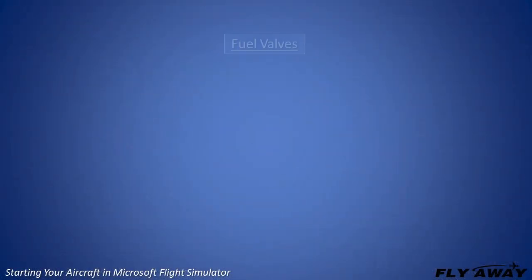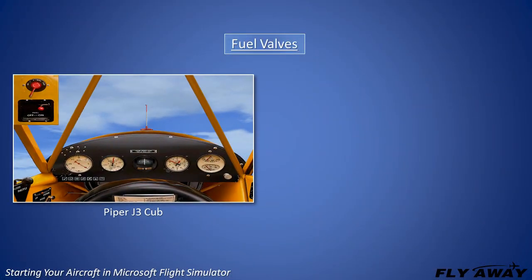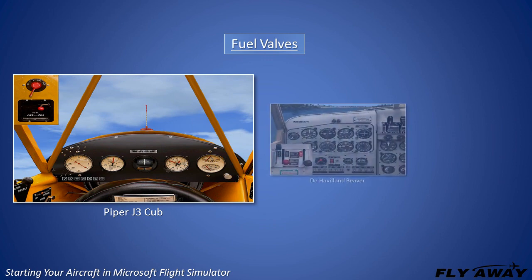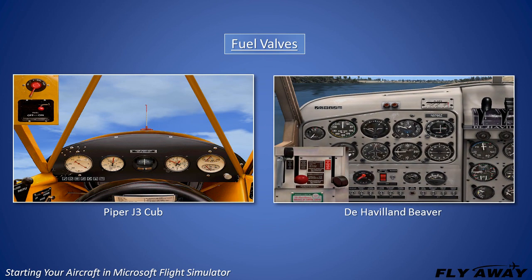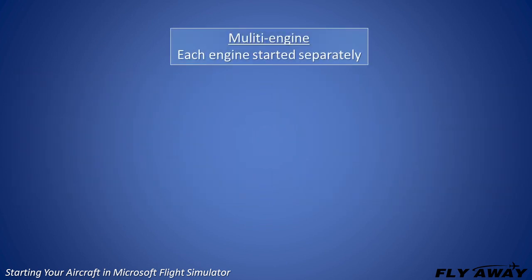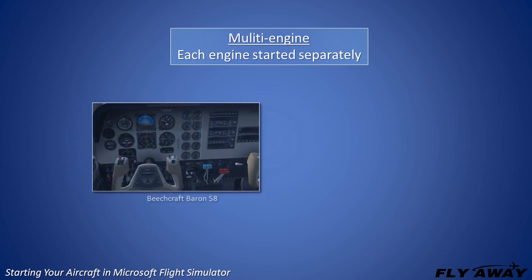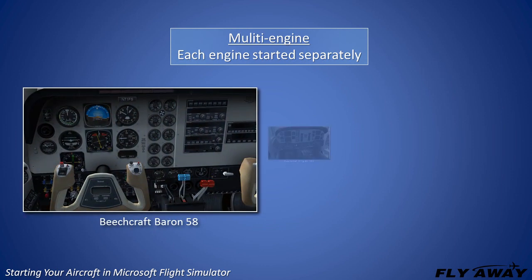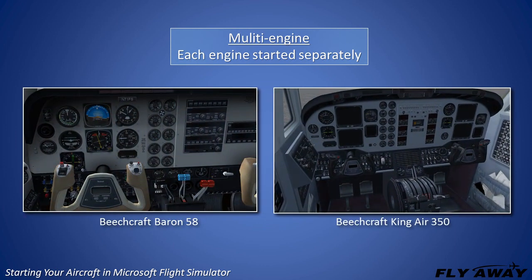Some aircraft, such as the Piper J3 Cub and the de Havilland Beaver, require opening a separate fuel valve before starting the engines. Each engine of multi-engine aircraft such as the Beechcraft Baron and the King Air 350 must be started separately.